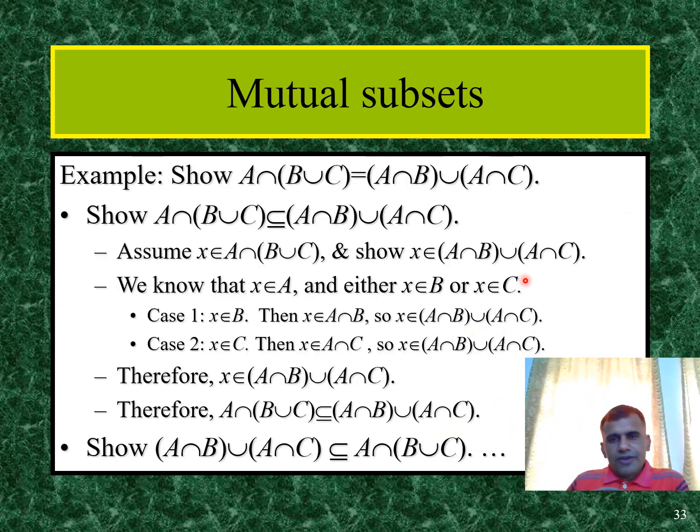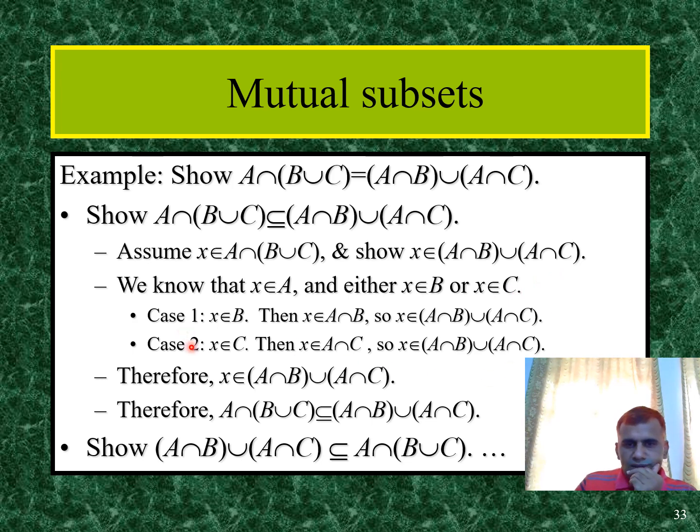One example is given, mutual subsets: show that A intersection (B union C) is equal to (A intersection B) union (A intersection C). In fact, this is the distributive property. So we'll prove that this is a subset of this one, then this is a subset of this one, then it is true. We are through. So assume X belongs to A intersection (B union C), and we want to show that X belongs to this.